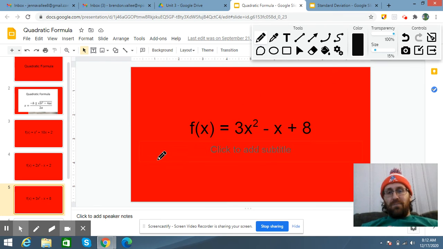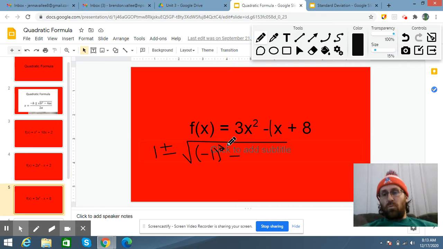So negative b right here is -1. So negative b would be +1 plus or minus the square root. Now put this b squared in parentheses, okay? The squared outside the parentheses. Because your calculator is not going to know that that's -1 squared. The calculator is going to think it's 1 squared, then make it negative. And then that's minus 4ac.